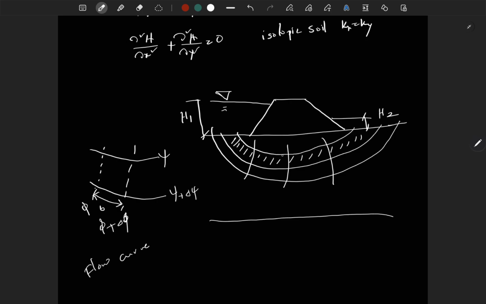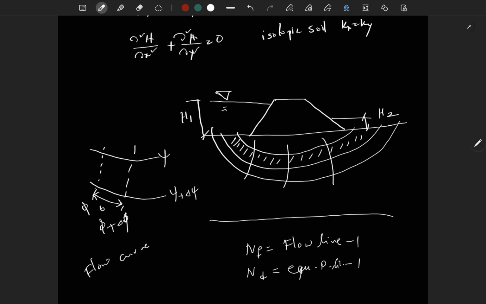If we know the number of flow lines, we can easily find the number of flow channels. Number of flow channels is equal to number of flow lines minus 1. Similarly, number of equipotential drops is equal to number of equipotential lines minus 1.